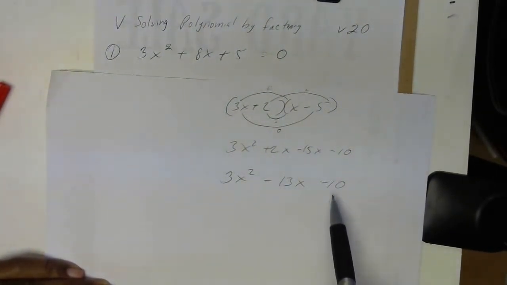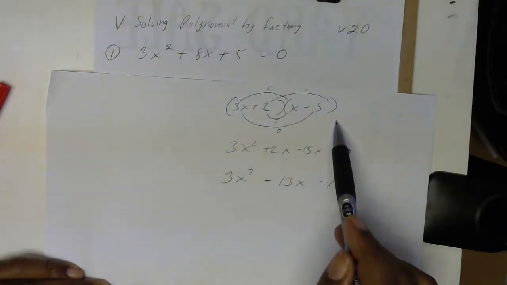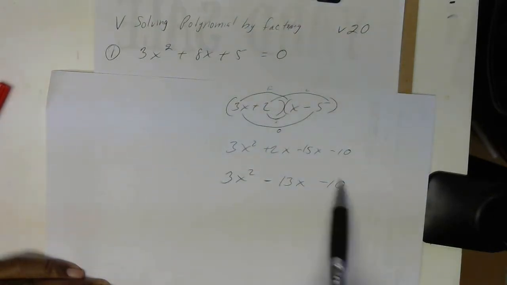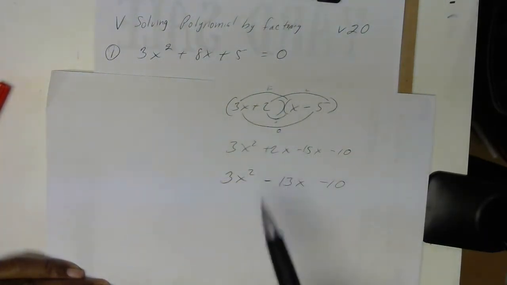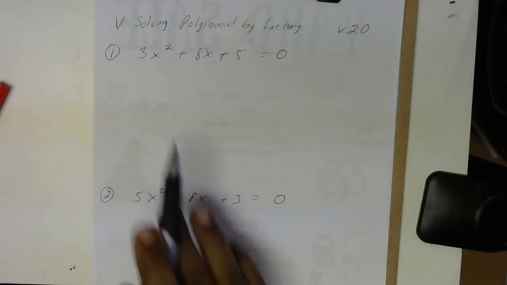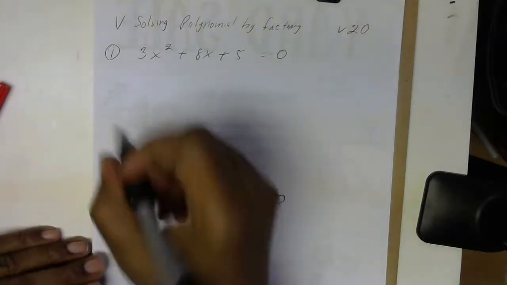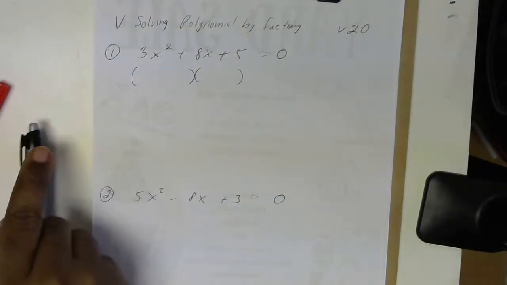Now, factoring is going from this answer back to the multiplication. And that's what we're going to do. We're going to go from something that's already been multiplied, figure out what it used to be in those 2 binomials. So we're going to figure out what was 3x squared plus 8x plus 5. So I'm going to create 2 binomials, and we're going to figure this out.